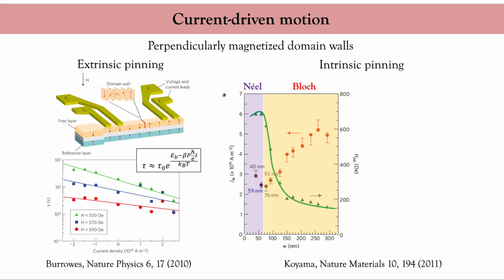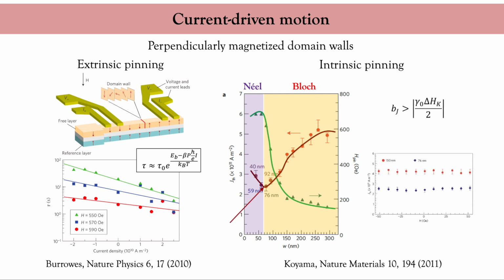Indeed, if you need less field to depin the wall, you should also need less spin torque, at least in the scenario where extrinsic pinning is dominant. But what you can see is that the current threshold reaches a minimum at the very point where Néel and block configurations have the same energy. This means that the mechanism for domain wall motion is not the non-adiabatic torque, but rather the adiabatic torque. In other words, the domain wall is in the regime of precessional motion, and its configuration changes continuously between Néel and block wall.